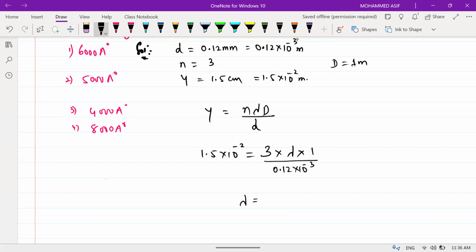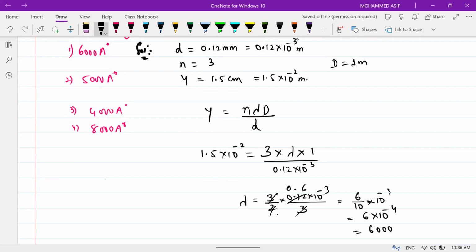Wavelength lambda is equal to 1.5, which is 3 by 2, into 0.12 into 10 power minus 3. This 3 will get cancelled. So it will be 2 ones 0.6, approximately 6 divided by 10, into 10 power minus 3. That will be 6 into 10 power minus 4. So that will be equal to 6,000 angstroms.